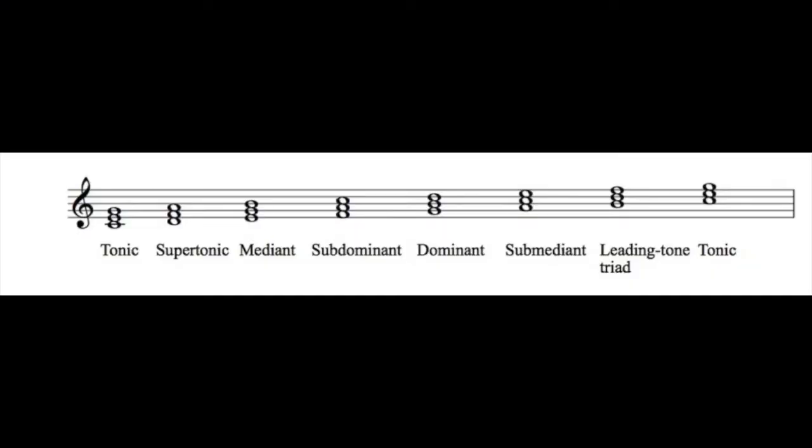So I've spoken now a bit about the idea of different degrees of gravitational pull that chords within a major or minor key have towards chord 1. I think it's helpful now just to go through and revise the names that we give to the chords that we build on each degree of the scale. So we'll have a look at these just now. So these are the tonic for chord 1, supertonic for chord 2, mediant for chord 3, subdominant for chord 4, dominant for chord 5, submediant for chord 6, and leading tone triad for chord 7.